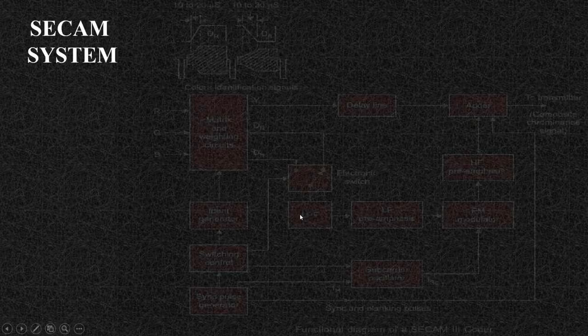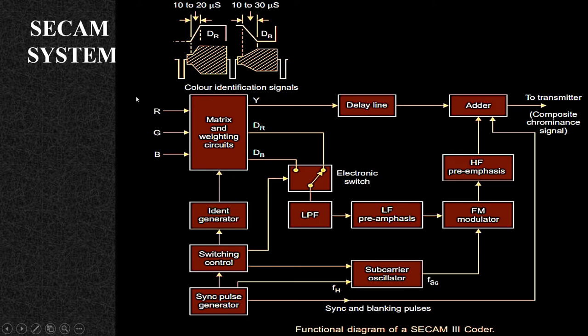So the next one, and this is the last system, is the SECAM system. If you see here, totally different things are incorporated. Instead of using amplitude modulation, here we are using frequency modulation for the color signal. For the red color difference signal you are using one frequency, and for the blue color difference signal you are using a different carrier frequency. So when you are giving RGB, your Y signal will be separated out, given to the delay line and then to the adder.